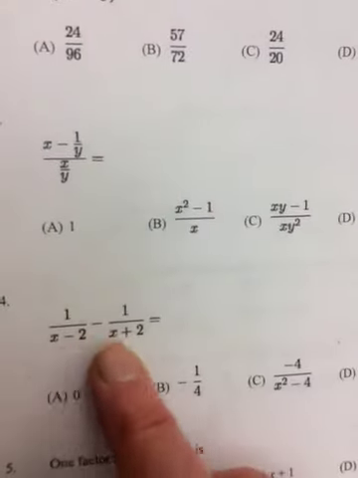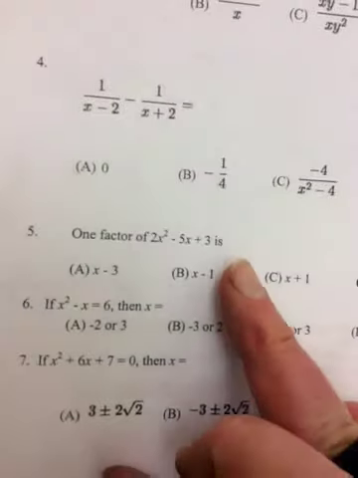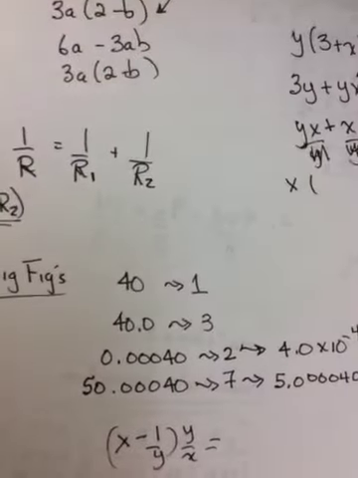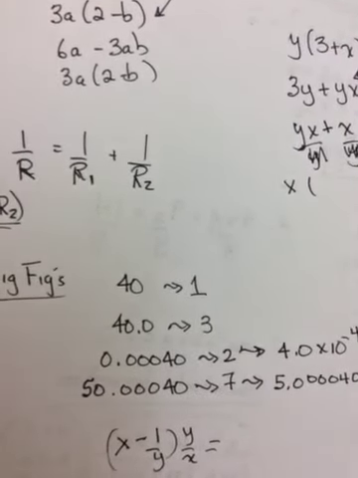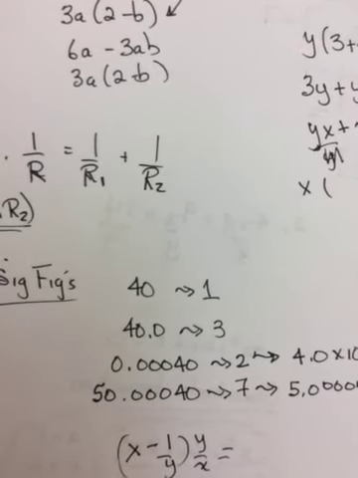In number 4, find the common denominator so that you can add these together. Number 5, factor. Number 6, factor. Number 7, factor. Okay? So that's your math sheet. Hopefully it is not too rough. Next video will be kinematics.